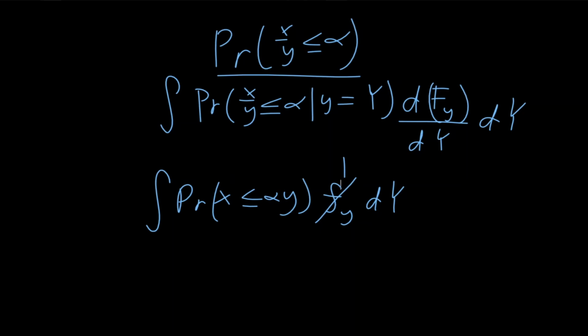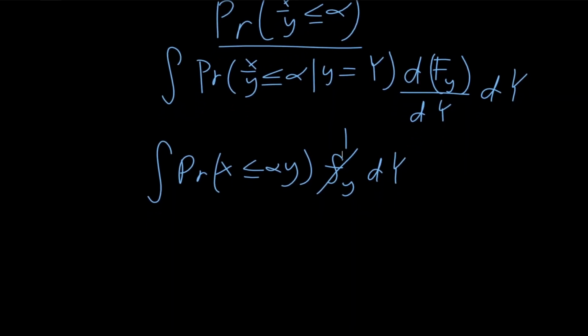So now this begs the question, what exactly is this, the probability that x is less than or equal to alpha y? Well, we already said that y is just some number. And in fact, I probably should have written it like this: the probability that x is less than or equal to some alpha capital Y. What exactly is this?